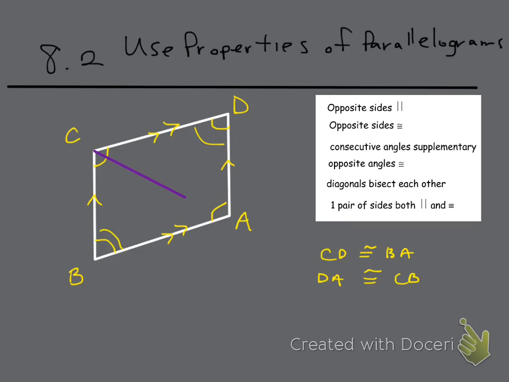Now if I put two diagonals in here, so one here and one here, I know the diagonals bisect each other. That means this side is congruent to this side, as well as this side being congruent to this side. So I'm getting a lot of information on my parallelograms.